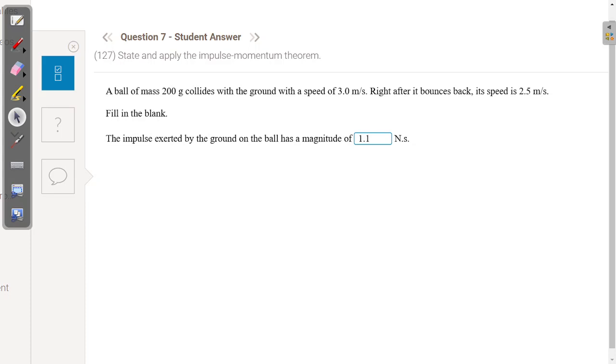Okay, a ball of mass 200 grams collides with the ground at a speed of 3 meters per second. Right after it bounces back, its speed is 2.5. Okay, they want the impulse. Here they didn't give us a force. They give us mass and velocity. So we're gonna use delta p equals m delta v.